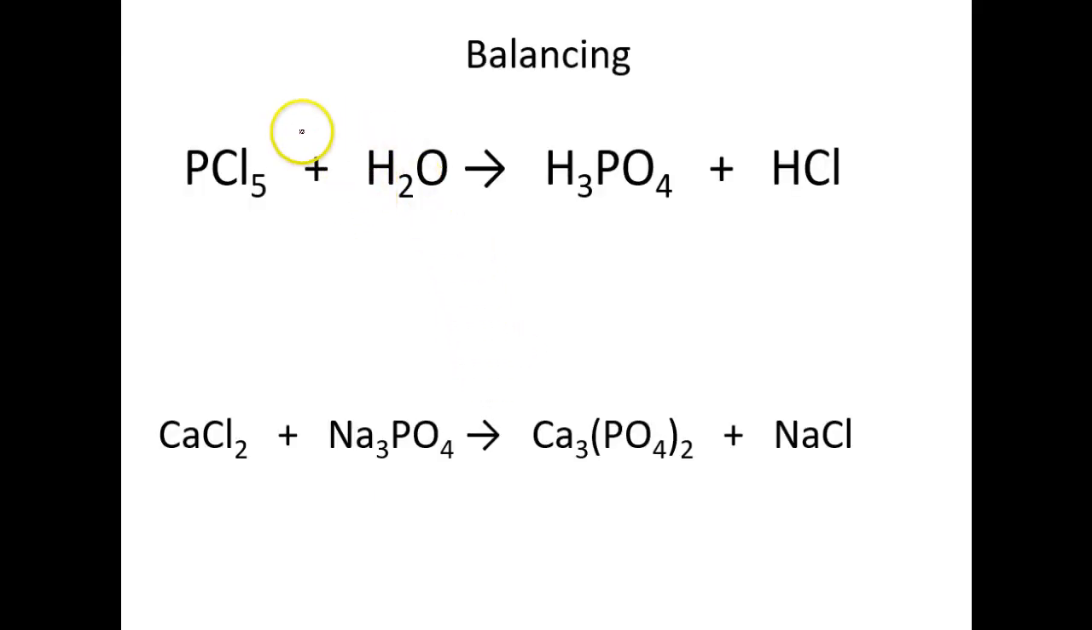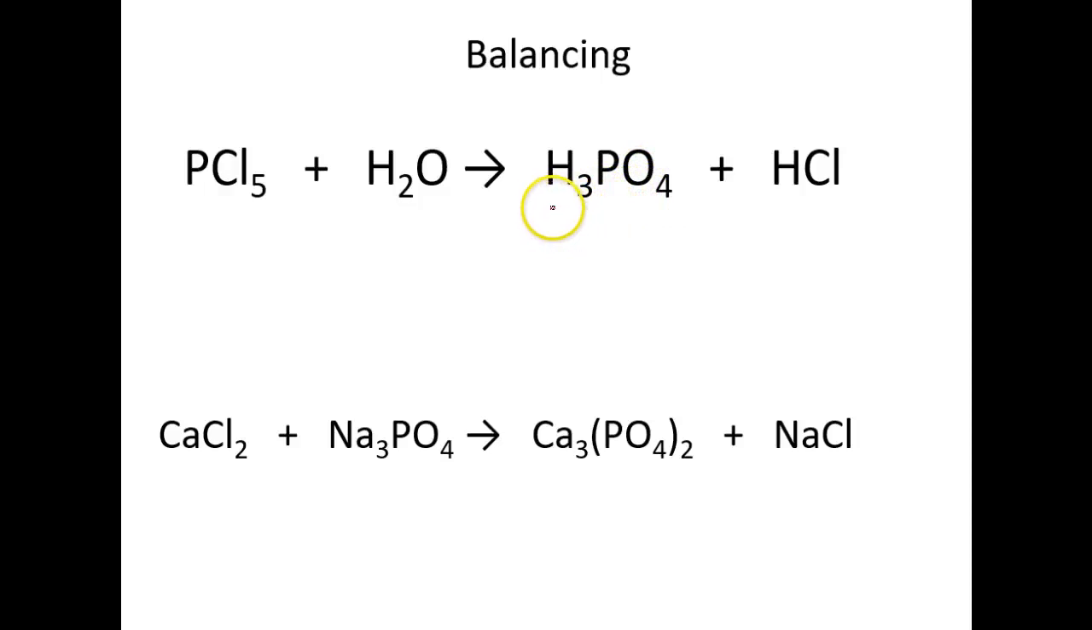So the first rule I gave you is start with the molecule that has the most number of atoms, and then start with the atom in the highest amount. This molecule has 6 atoms in it, 5 chlorines and a phosphorus. This one has 3 atoms. This one has 8 atoms. We have 8 atoms in that one. And then we have 2 in this one. So I'm going to start with the molecule that has the most number of atoms, which is this one, H3PO4. There's 8 atoms.